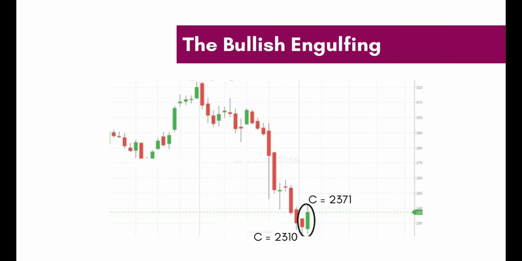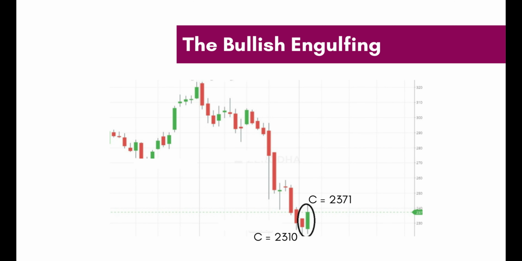The trade setup for the bullish engulfing would be to buy around the close price of the second candle, that is 2371 in the pattern encircled here in this chart. Whereas the stop loss would be the lowest of low amongst both the candles, which is 2310 of the first candle, encircled in the chart.